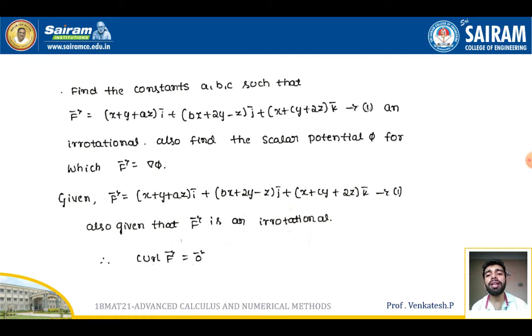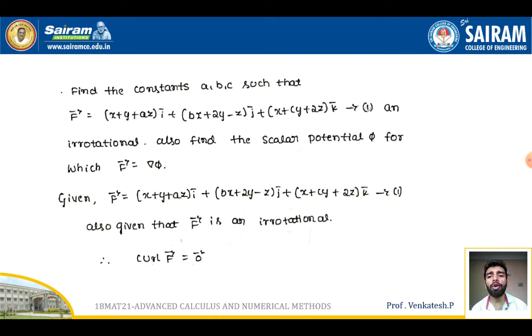The first example is: find the constants a, b, c such that vector f is equal to (x + y + az) i cap + (bx + 2y - z) j cap + (x + cy + 2z) k cap. Call this one as equation number 1, and this vector f is an irrotational vector here. Also find the scalar potential pi for which f is equal to del pi.